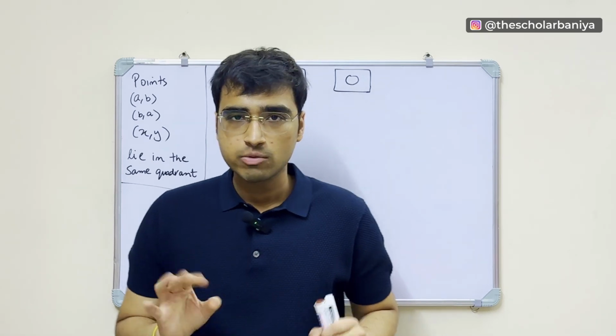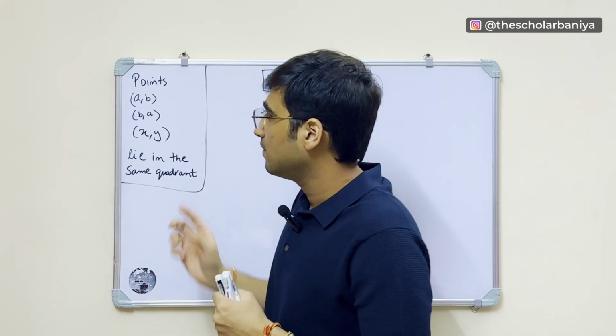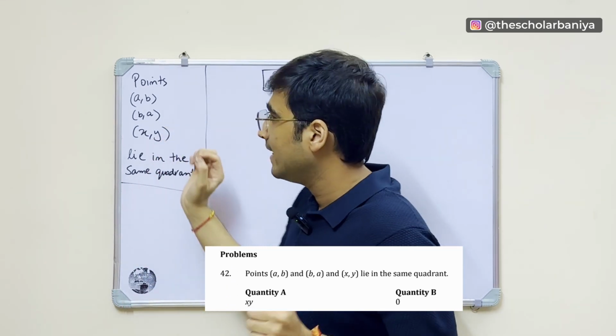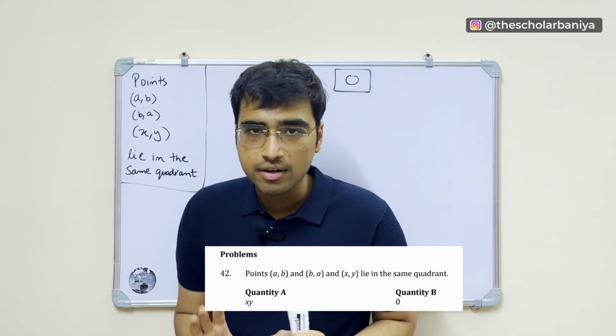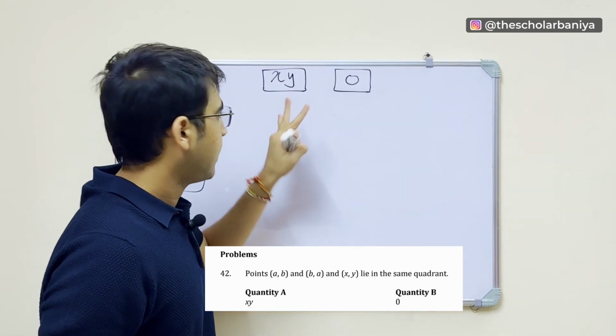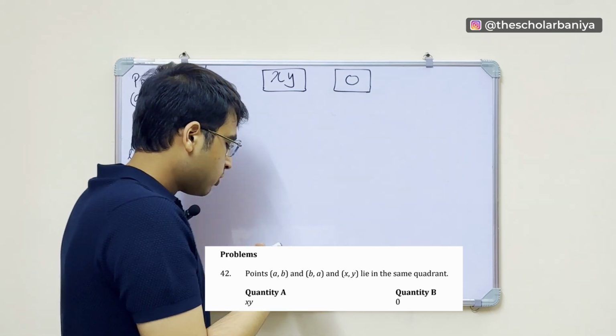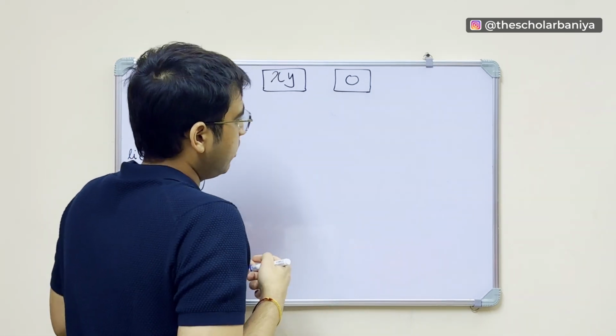So let's move on to the next question, guys. In this question, we are given that there are 3 points (a, b), (b, a), (x, y), which lie in the same quadrant, right? And we have to compare xy and 0. So first of all, what are quadrants?